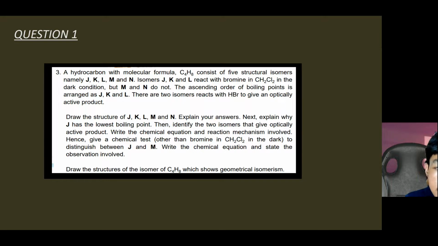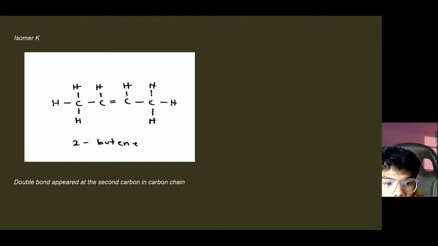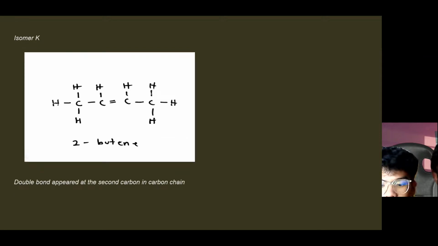So this is the answer. Bismillahirrahmanirrahim. So these are the 5 isomers of C4H8. The first one is isomer L, 1-butene, where the double bond appears at the first carbon in the carbon chain. The second one is 2-butene, where the double bond appears at the second carbon in the carbon chain. So that is isomer K.